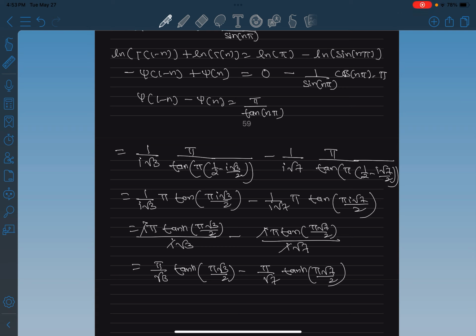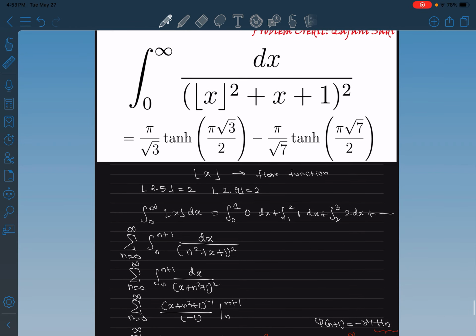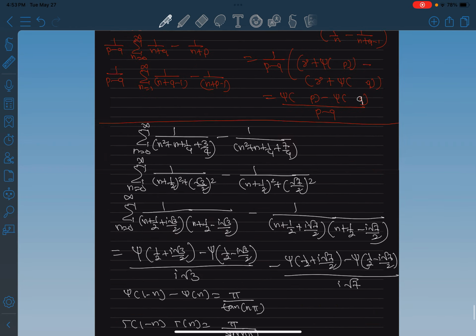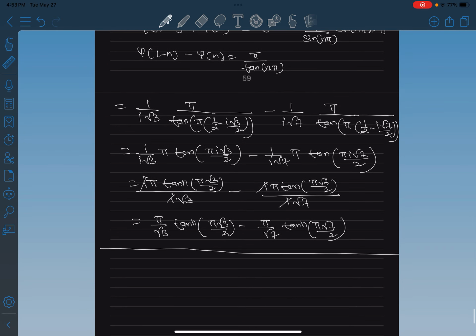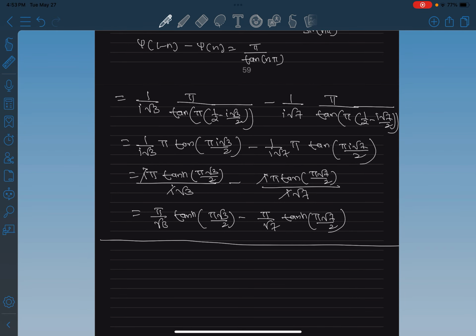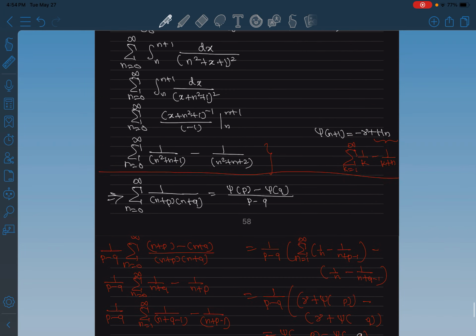I actually made a lot of mistakes over here while solving, right? But this is the answer. Pi by root 3 tanh of pi root 3 over 2 minus pi by root 7 tanh of pi root 7 over 2. Yeah, I made a lot of blunders, but that's fine. You have now heard the solution.